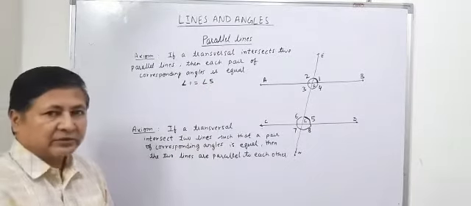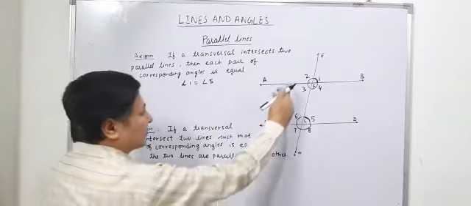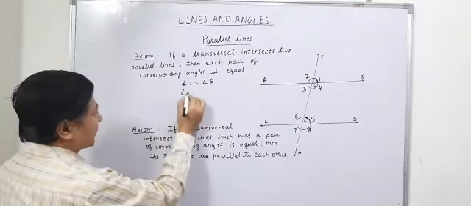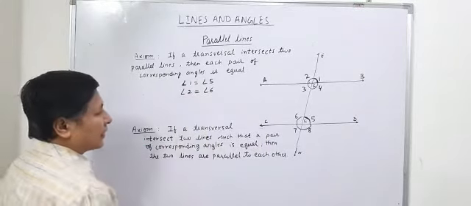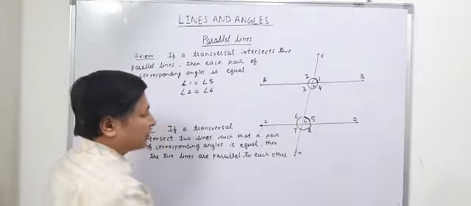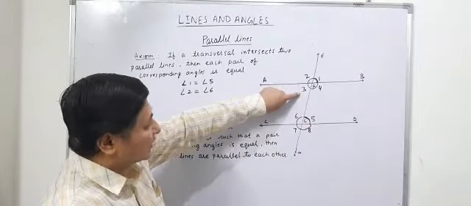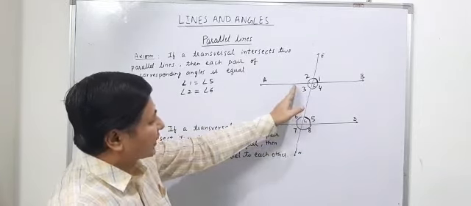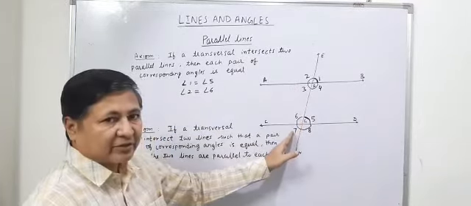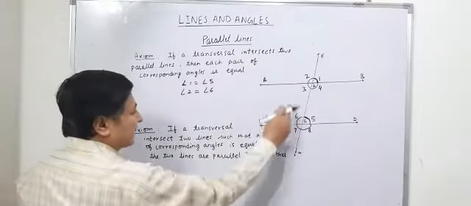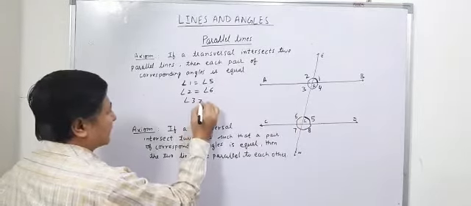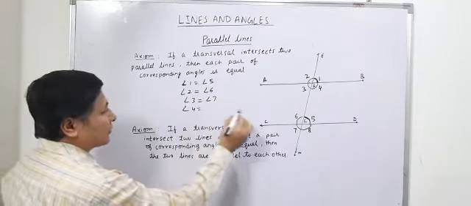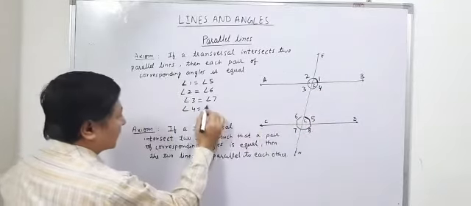Now talk about angle 2. Similarly, angle 2 will be corresponding to angle 6. So angle 2 and angle 6 will also be equal. Now if you see angle 3 and angle 7: angle 3 is below the line and angle 7 is also below the line. Angle 3 is on the left hand side of the transversal, and angle 7 is also on the left hand side. So angle 3 and angle 7 are also corresponding angles, that is, angle 3 is equal to angle 7. And similarly angle 4 will be corresponding to angle 8.